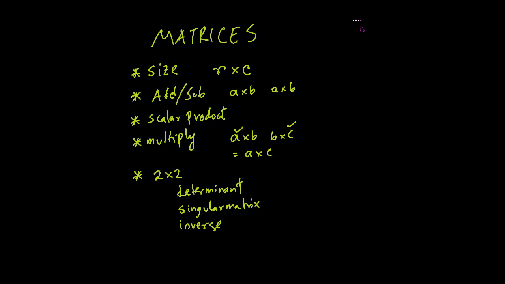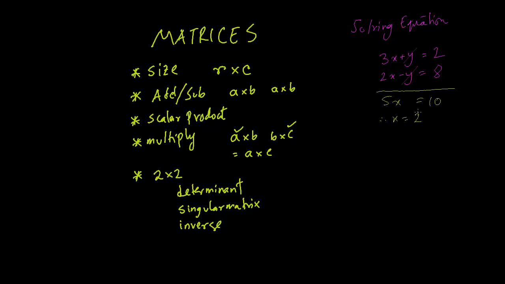So solving equations, or a system of linear equations. If we have equations like 3x + y = 2 and 2x - y = 8, by the method of elimination, we would solve it like this. We would cancel off y, and when we add these, it would be 3x plus 2x is 5x, 8 plus 2 is 10, so 5x = 10, and x equals 10 divided by 5, which is 2.